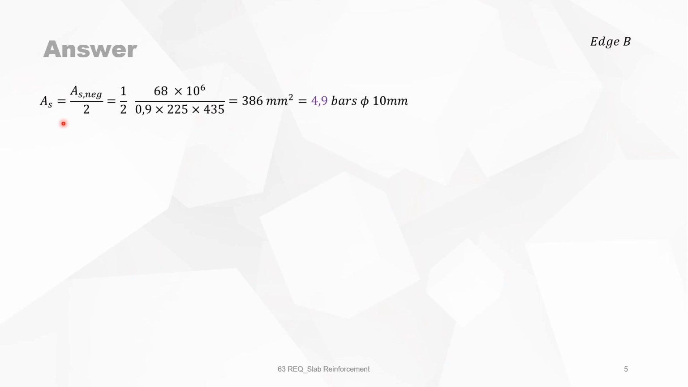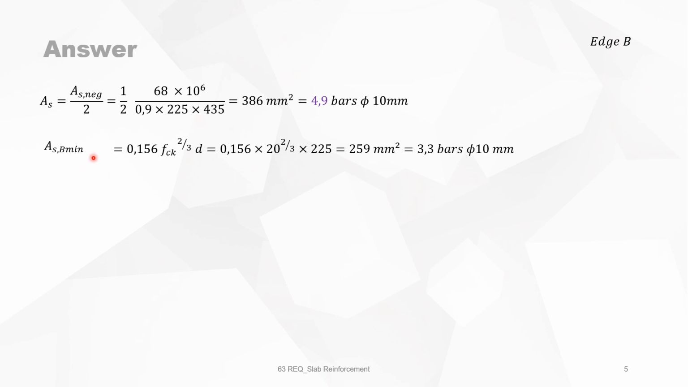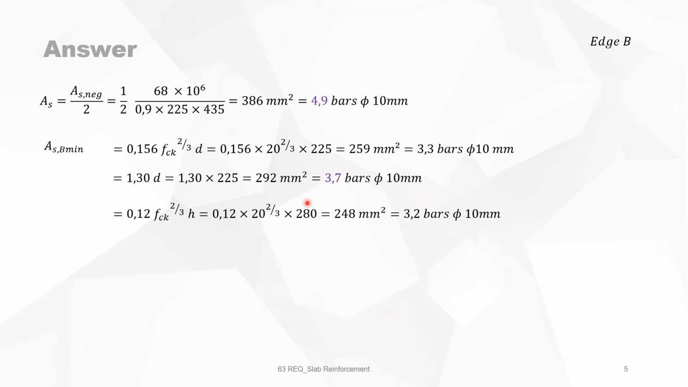Now we look at HB. The reinforcement at HB must be at least half of the reinforcement needed for the negative bending moment. And this bending moment is 68 kilonewton meter per meter divided by the lever arm, 0.9 times 225. And we end up with 4.9 bars, diameter 10. We look at the minimum reinforcement. We have 3 numbers for that. The minimum reinforcement is of course the same as in the previous slides because the slab thickness is the same. So it's exactly the same as what we've done in the previous slide.